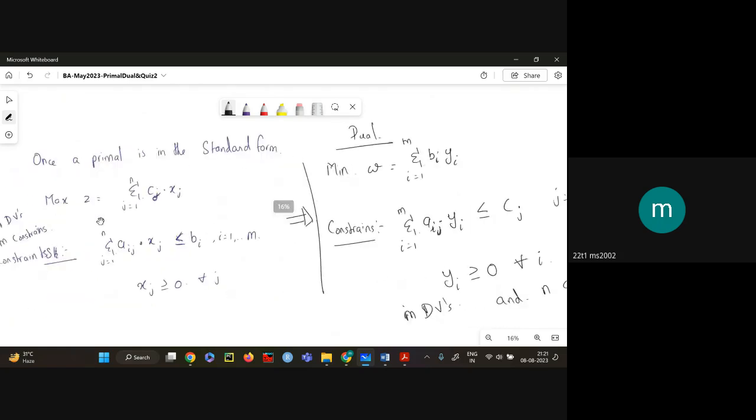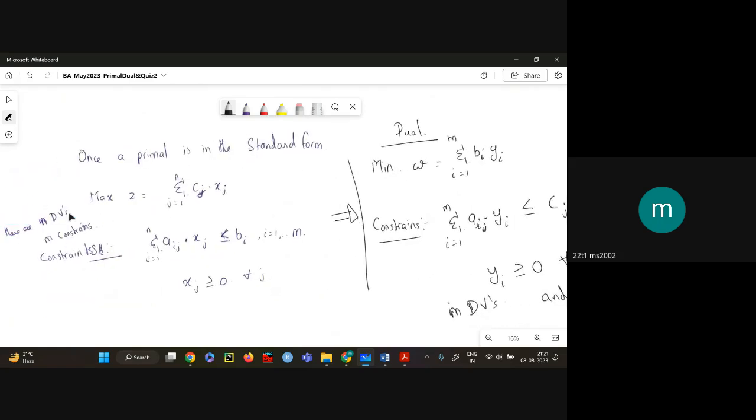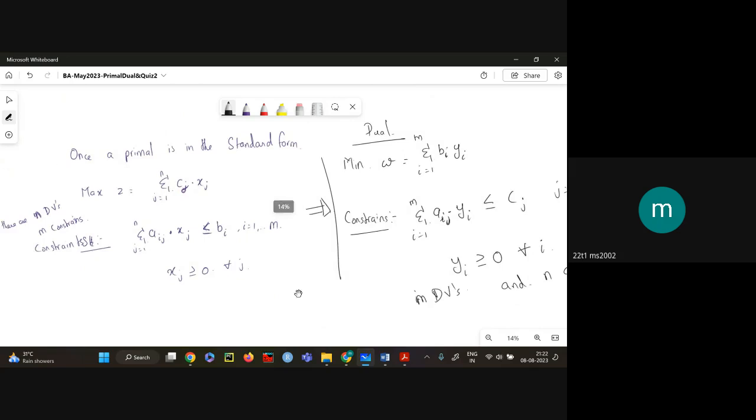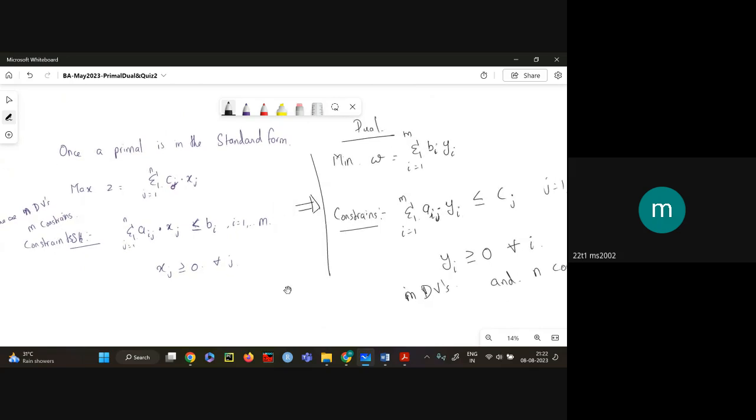So that is what this is. I had n decision variables and m constraints. I'm now going to have m decision variables and n constraints. That is the dual. Did this make life simpler?